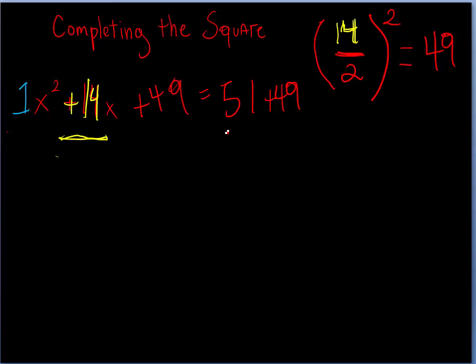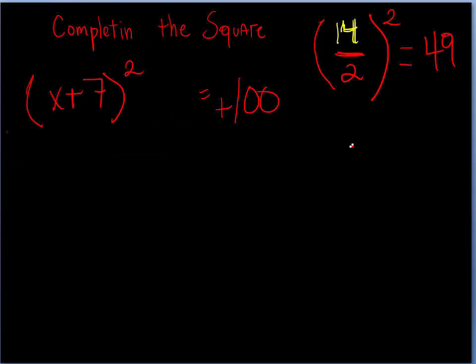Now I'm going to simplify this side. 51 plus 49 equals 100. Now I'm going to factor this side. There we go. X plus 7 squared equals positive 100. This is x plus 7 squared because it's x plus 7 times x plus 7. X plus 7 squared is the same thing. It's important we write it like that because what we're going to do now is take the square root of both sides. We need to do that in order to get this x by itself so that we can solve for it.